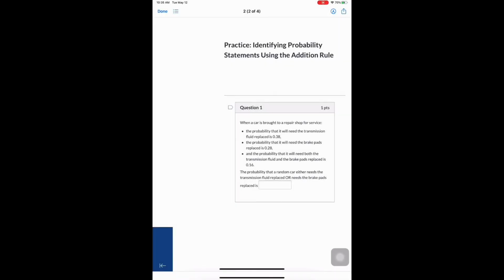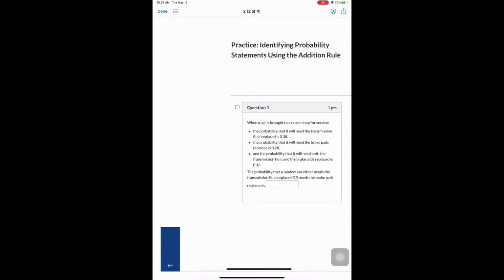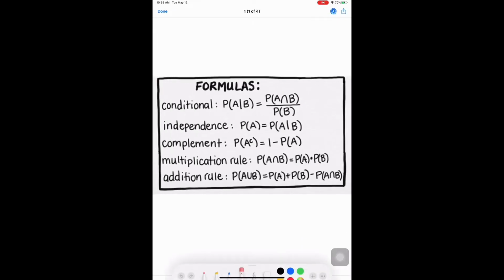In this video, I'm going to go over the practice on identifying the probability statements using the addition rule. But before I go over question number 1, let's recap the formulas you've learned on the video lesson embedded in this week's lesson. I'll be focusing on the last two formulas, the multiplication rule and the addition rule.